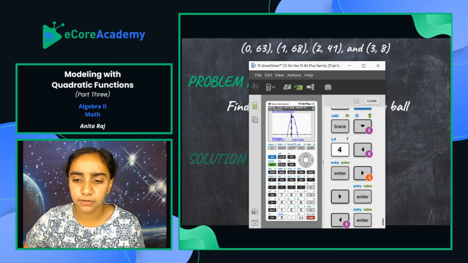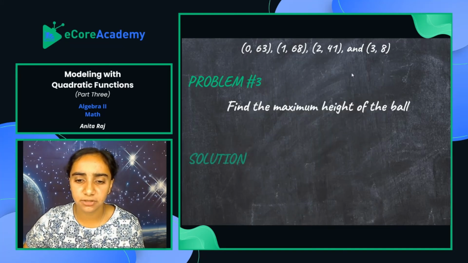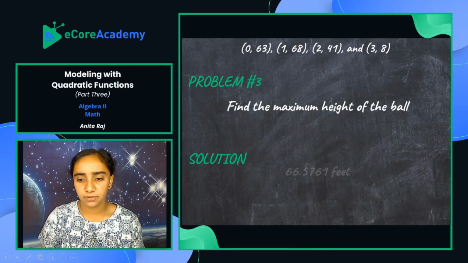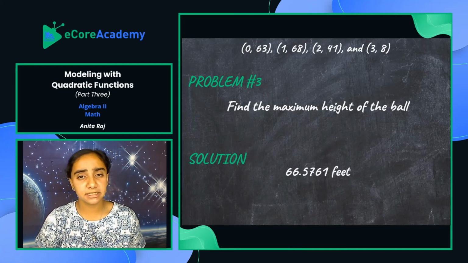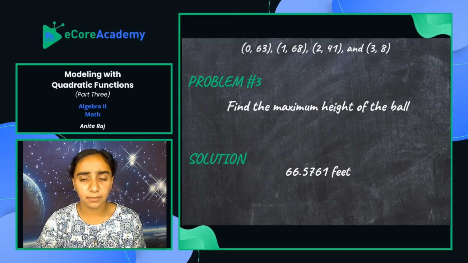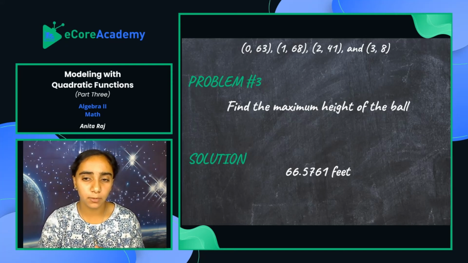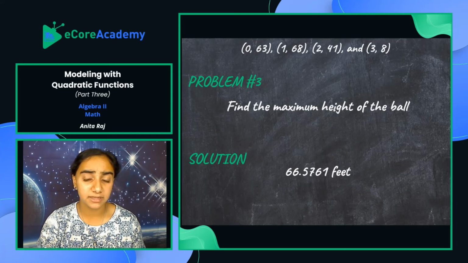And you have to really focus on the y coordinate. The y coordinate it's giving me is 66.5761. So that's the approximation. If you look at the solution, that is the exact solution. 66.5761 feet. If you remember, if you look at the points above, we have one point with a y coordinate that's higher than this.